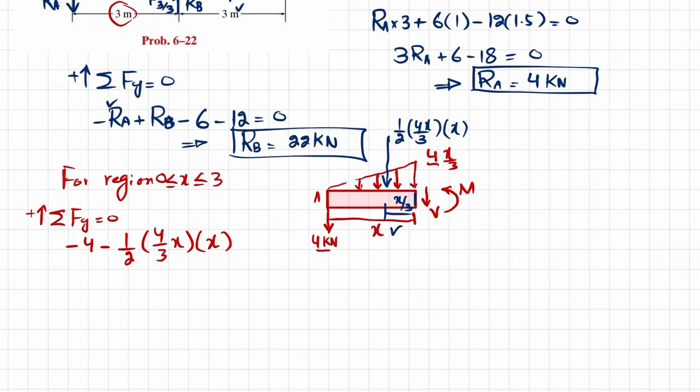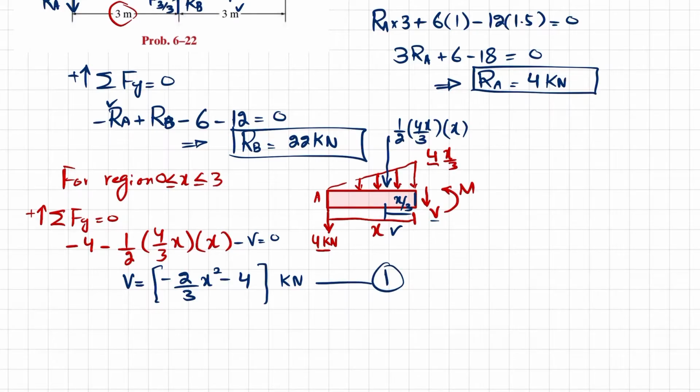There is a shear force as well, minus V. Their sum must be equal to 0. So when you solve it, you will get V is equal to minus 2 over 3x square minus 4. And the unit will be in kilonewton. Let this be your equation number 1.